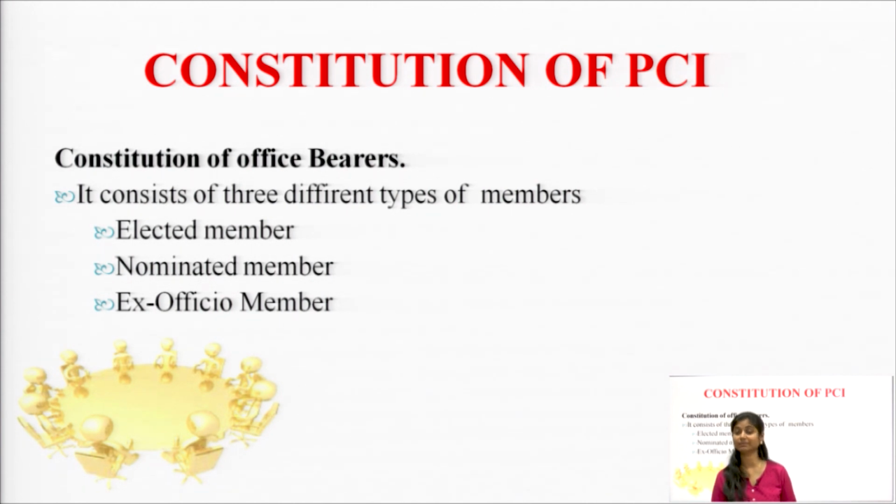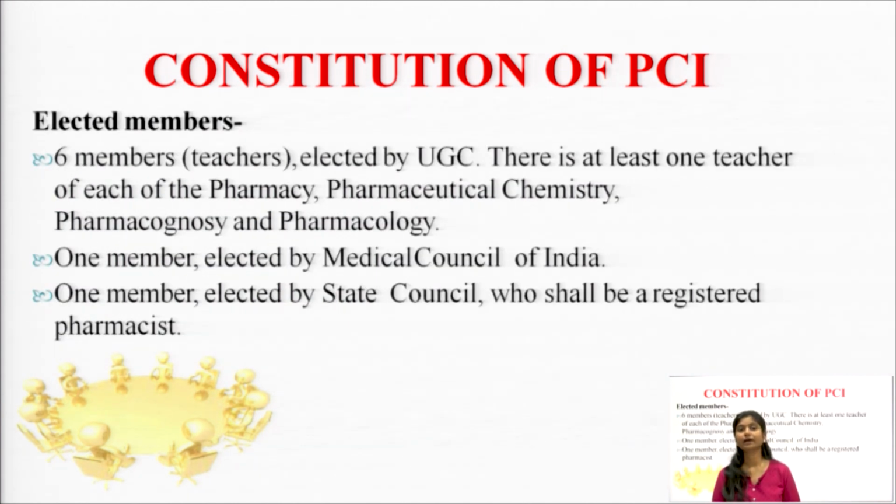In the constitution of office bearers, how are the elected members chosen? If we see the elected members, there are 6 members, that is teachers elected by UGC. What is the full form of UGC? University Grant Commission. The University Grant Commission elects 6 teachers. There is at least one teacher of each pharmacy profession. For example, in pharmacy we deal with branches like pharmaceutical chemistry, pharmacognosy, pharmacology, pharmaceutics, etc. Then there will be one teacher of each subject.